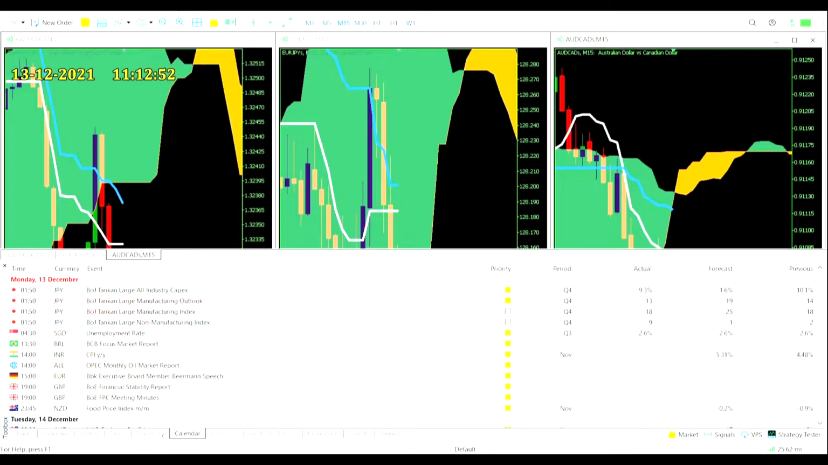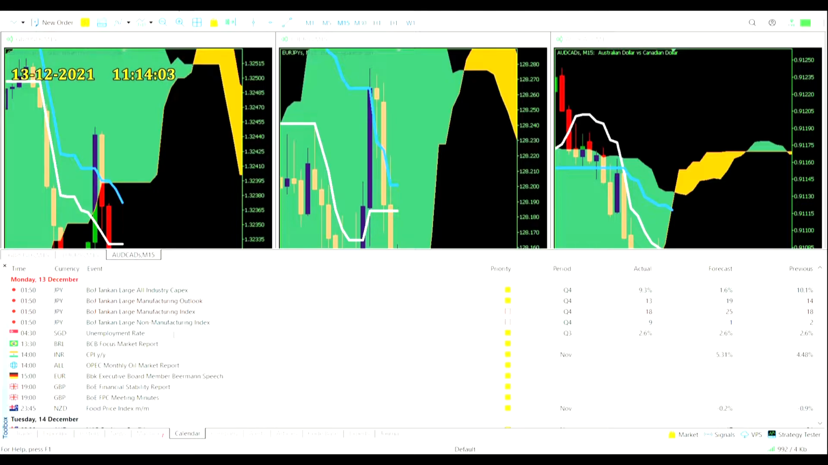Finally, the large non-manufacturing index came in at a 9. So we're above the 0 benchmark again, and it beat the forecast as well. The forecast was down at 1, right at that 0 balancing level. So overall, not too bad from Japan, not too shabby. Singapore unemployment rate was 2.6% actual, a match on the previous and on the forecast, holding it low there. That's the Asia session.